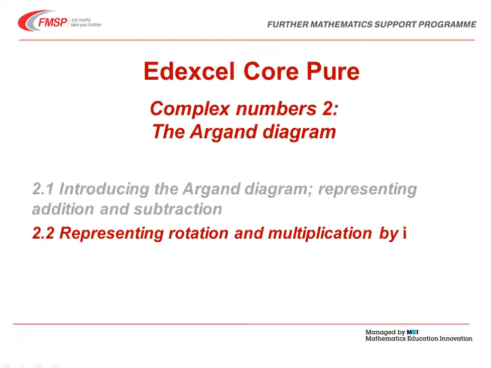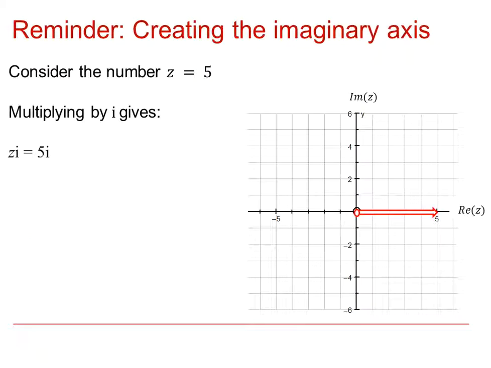EDX Core Pure complex numbers 2, the Argand diagram, representing rotation and multiplication by i. Just a quick reminder about creating the imaginary axis.